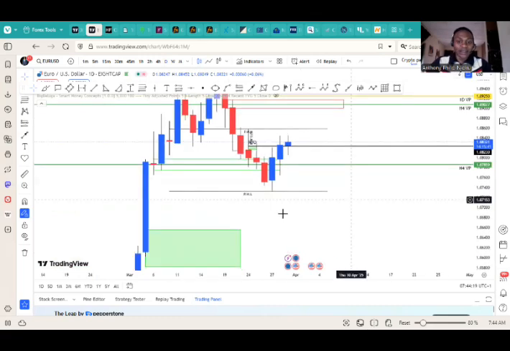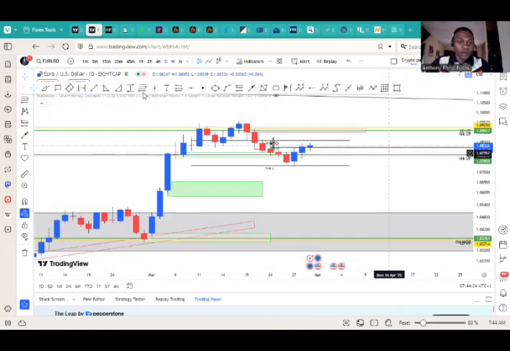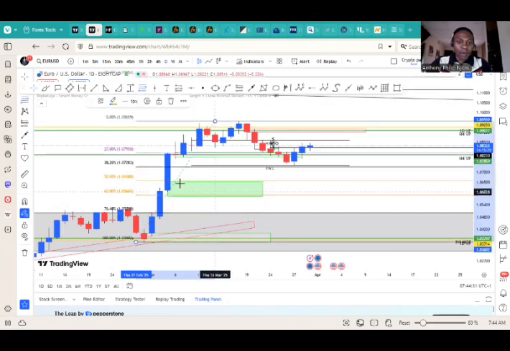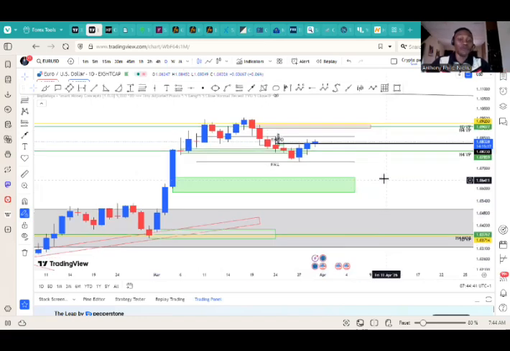On the daily demand zone right now, we did a Fibonacci retracement. Let me show you guys. We took Fibonacci from the swing low to this swing high, and we marked out the 50 and 62% Fibonacci retracement points. That is where banks and institutions mainly look out for price to correct towards, because the month of March has been a very bullish month.